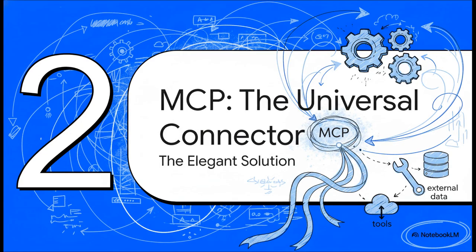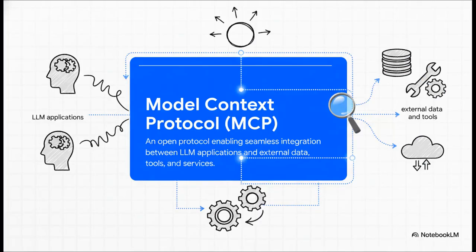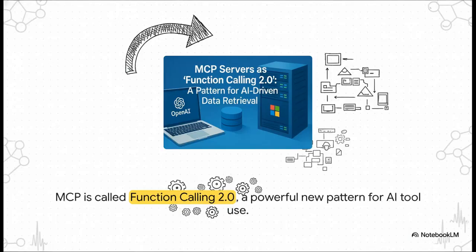So that's the mess. Now, let's get to the really cool part, the elegant solution that cuts through all that chaos. Let's talk about the Model Context Protocol. So what is MCP really? Well, at its heart, it's an open standard that acts like a universal translator for AI. It provides one single standardized way for any LLM application to talk to any external tool or data source. And when you have that, you can just toss out all that custom integration work. No more one-off connectors.